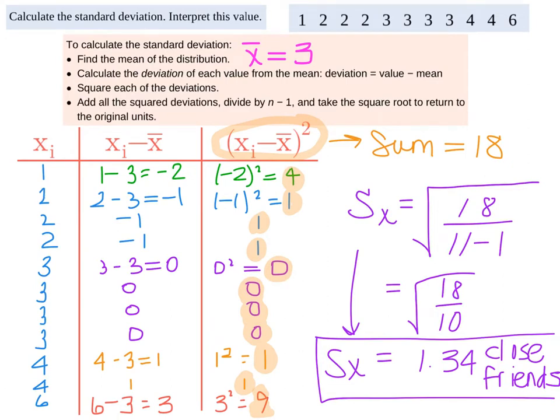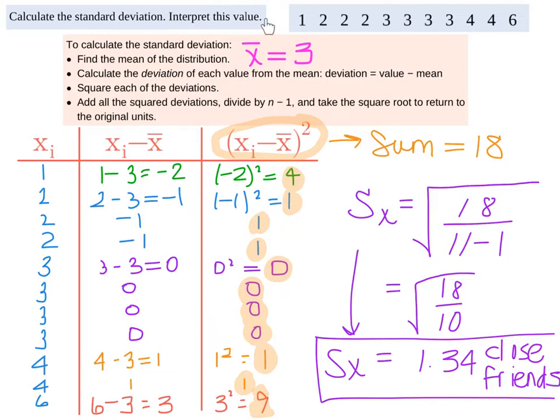So now we have to take the final steps here. We're going to take the square root eventually. So we've got the square root of this ratio: 18 divided by n minus 1. N, remember, is the number of terms. So we've got 11 of those. We take away 1, we've got 10. So 18 divided by 10, take the square root of that, and our standard deviation is approximately 1.34 close friends.